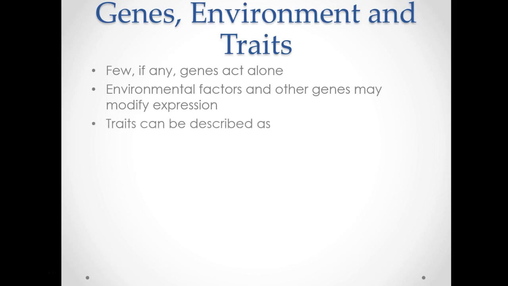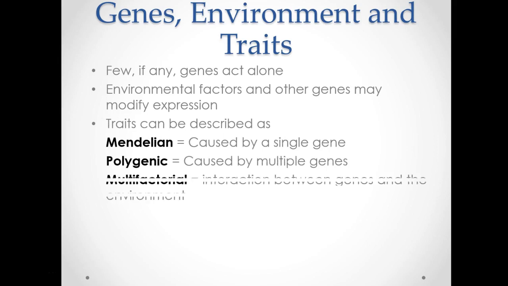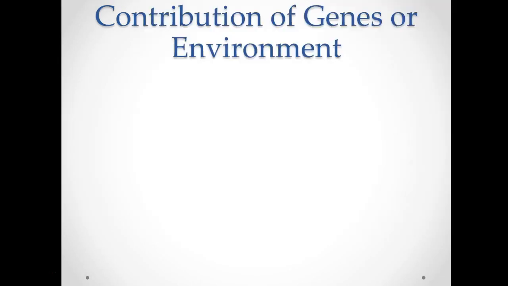So we're going to use a little bit of terminology here to describe three different types of traits, one of which we've already covered and two of which we're going to cover in this lecture. Mendelian traits are any trait that's caused by a single gene. We say single gene, single action. Those were the traits in pea plants, for example. Today we're going to talk about polygenic traits and multifactorial traits. Polygenic traits are caused by multiple genes acting together, and multifactorial traits are traits that are interactions between genes and our environment.